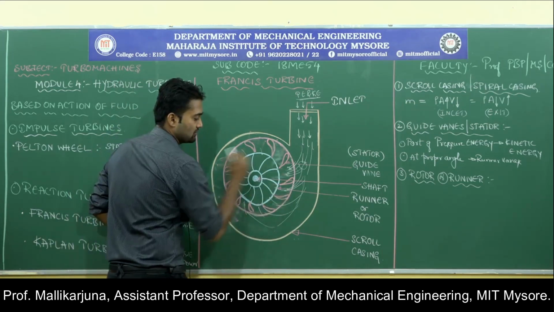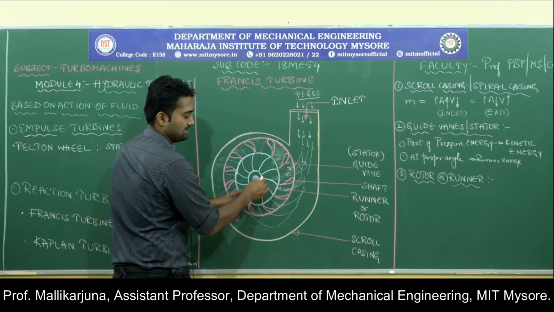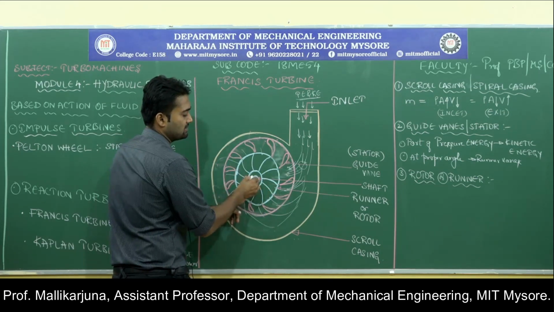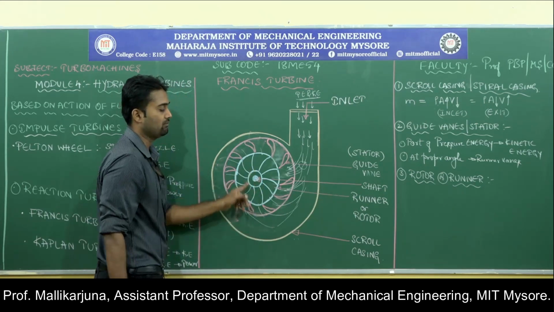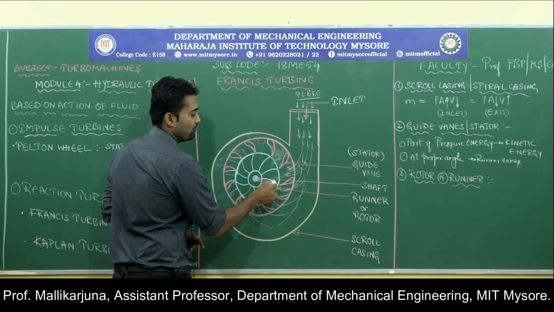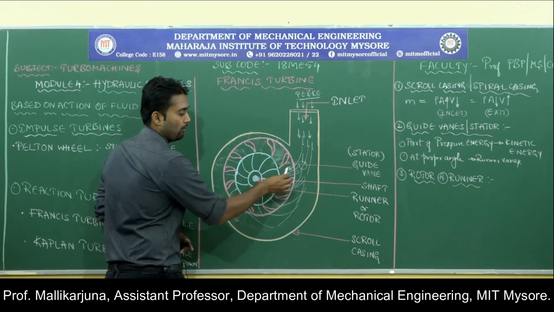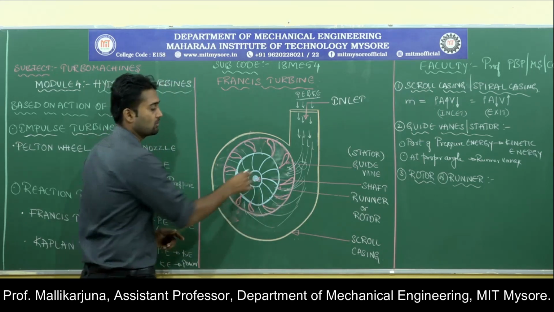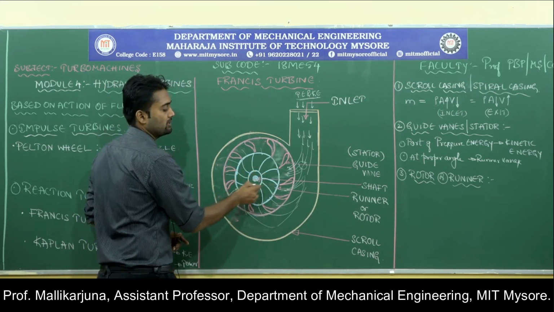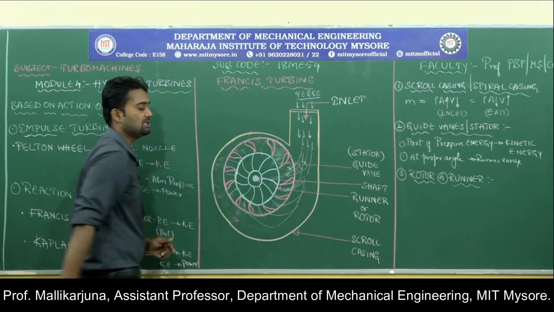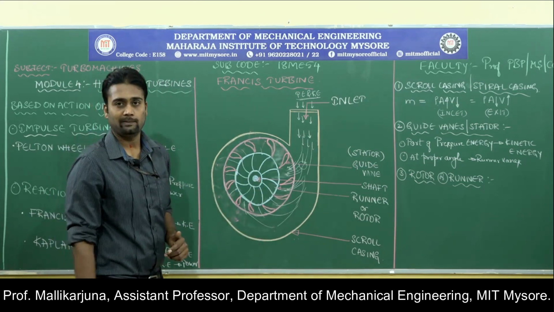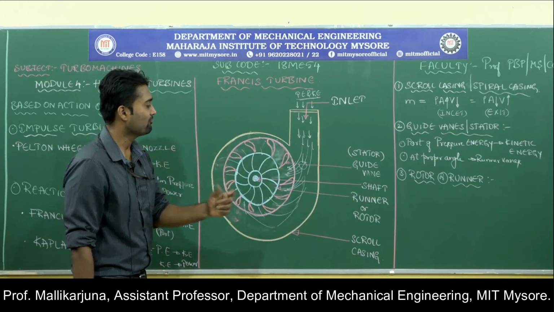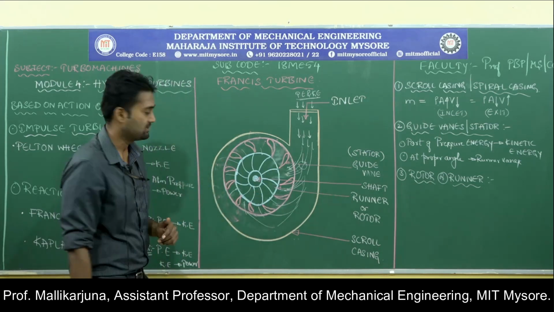Now this runner consists of a disc, a center hub to which a number of vanes are attached, and at the center we have the shaft of this disc, and these vanes are going to rotate when fluid impinges on that surface. This rotating blade is going to cause a rotation of this disc, and hence the shaft is also going to rotate. So now we need to look at the way in which the fluid is striking the blades.